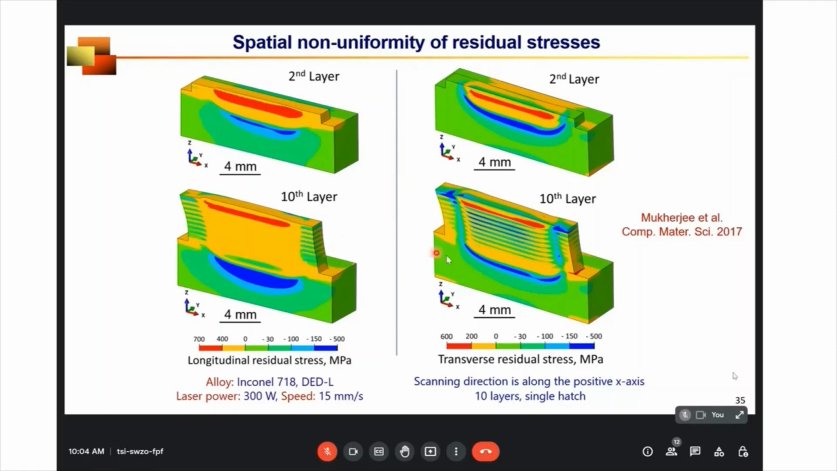The second observation is, you can see at the layer interface and also near the substrate and deposit interface, the residual stress is sharply changing from tensile, which is positive, to compressive, which is negative. And this sharp change often causes the separation of the component from the substrate, or delamination.